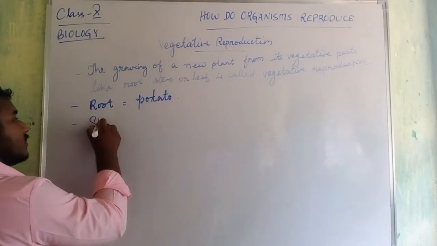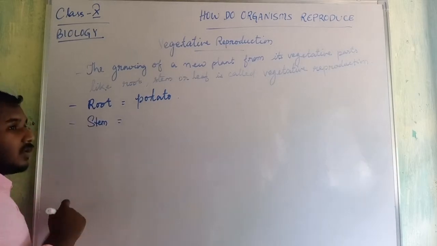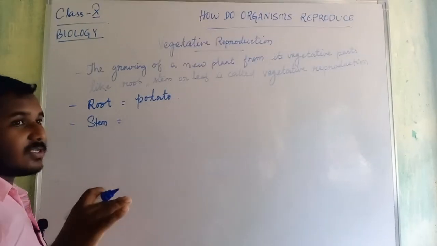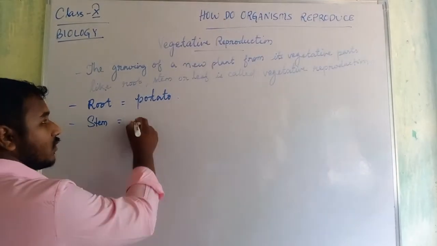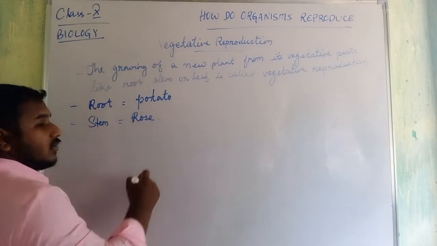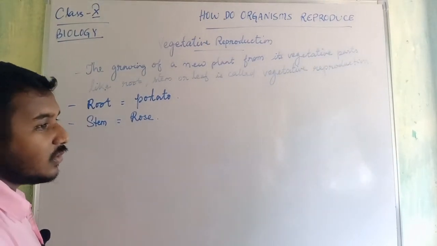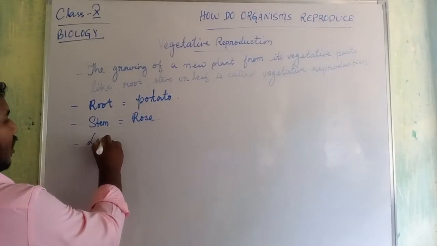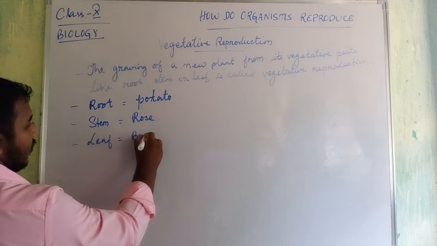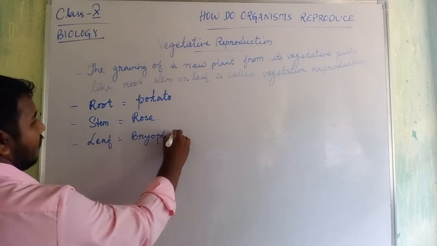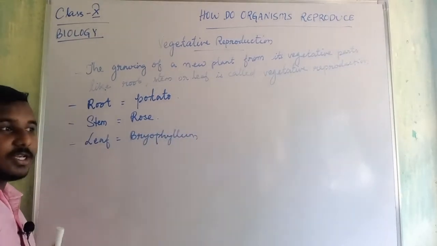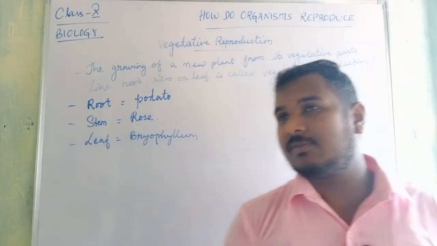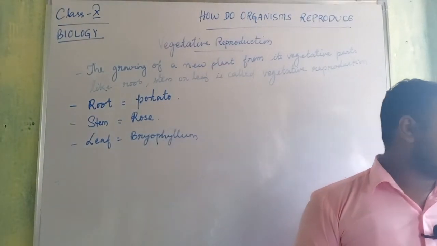Okay, stem. Through stem what all things can come? When we cut a stem and put it, then I think rose is coming through stem. Yes or no? Next, leaf. Bryophyllum, a plant, is reproducing through its leaf. When a leaf is falling on the ground, then from that leaf only small new plants are coming up.